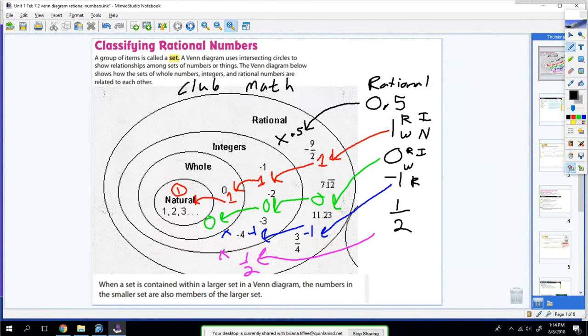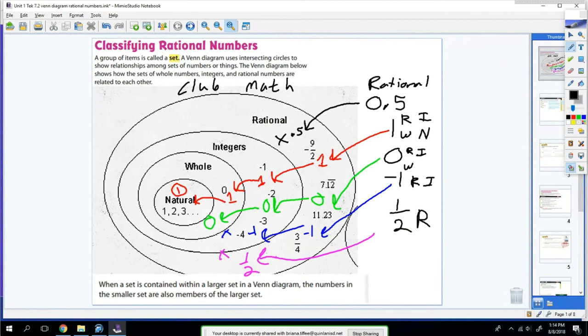-1 is rational and an integer, but it can't be whole because it's negative. And 1/2 is just rational because it's a fraction. So the key thing I want you to understand is all these numbers are rational. So anytime I ask you to classify a number, the first thing you say is rational, because it has to be rational.